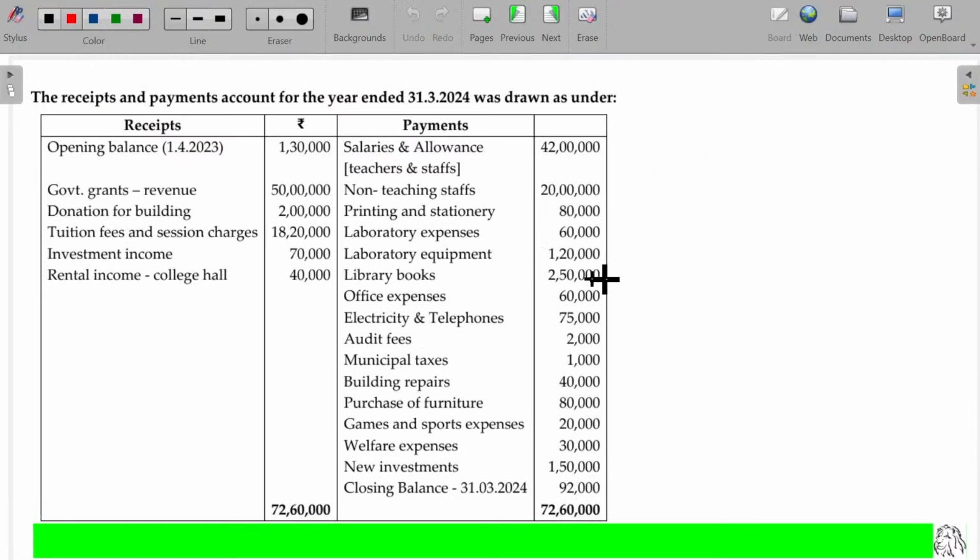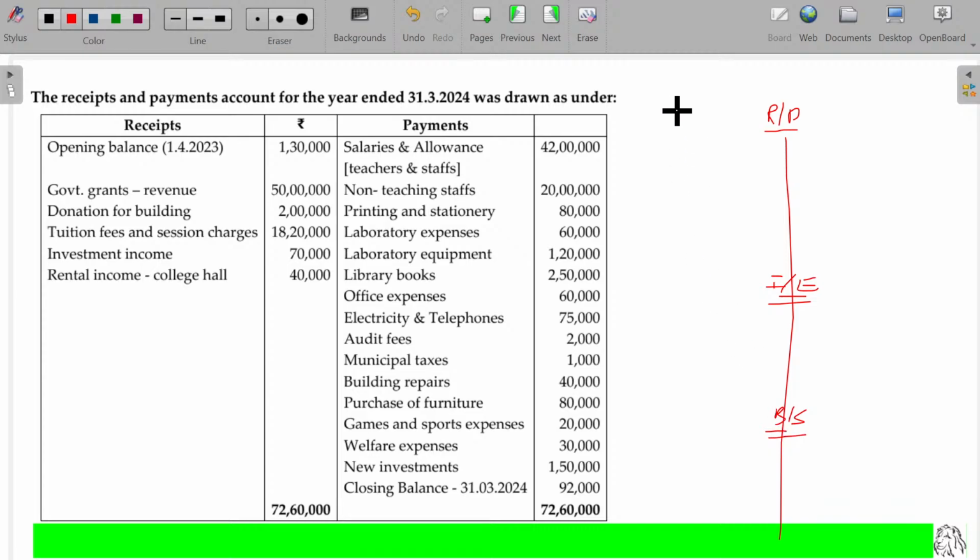Right. So receipts and payment. From the receipts and payment, where am I going to transfer? That's very, very important. Where am I going to transfer? To the income and expenditure account and then the balance sheet.